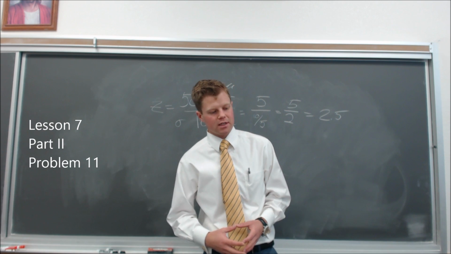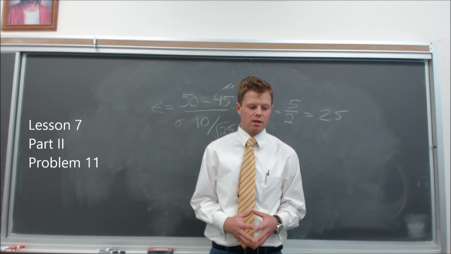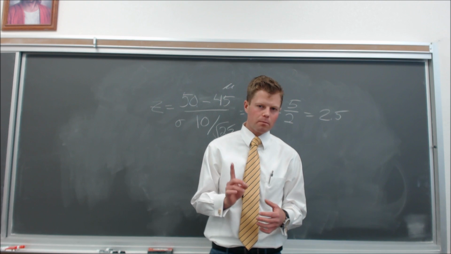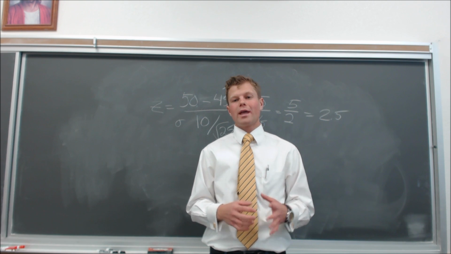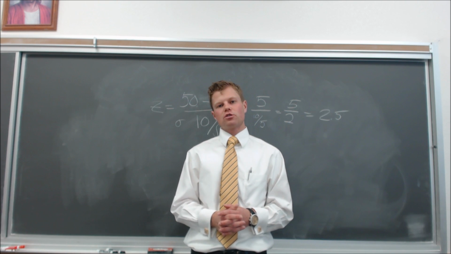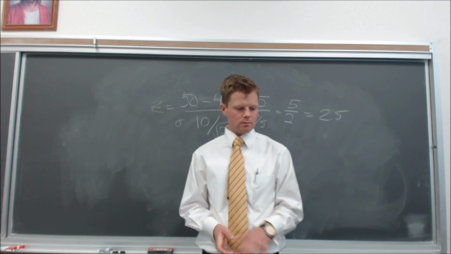Question 11. Samples of size n equals 40 are taken from the right skewed 2010 data. What is the shape of the distribution? Okay, so this is going to be approximately normal because although the parent population is right skewed, we have a large enough sample size for the central limit theorem to kick in. So this is going to be approximately normal.